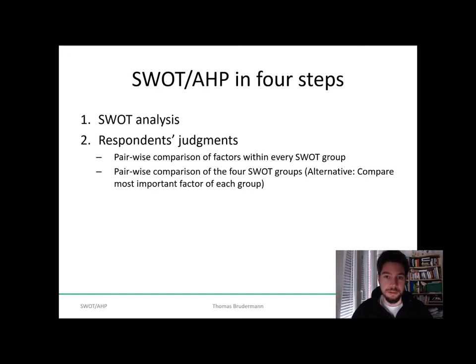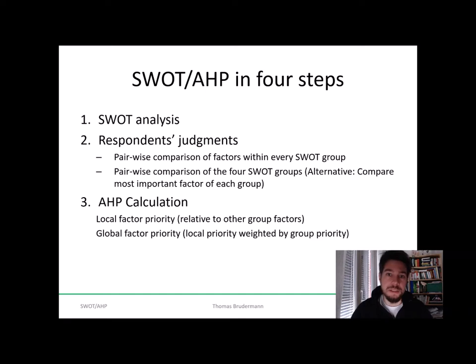For example, this can be done in a group decision-making setting where a group jointly comes up with these pairwise comparisons. But you can also ask people to do these comparisons separately, and then later on you aggregate their judgments.